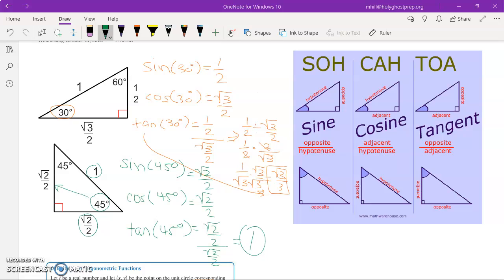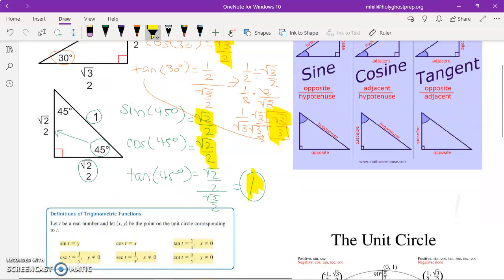So for dealing with angles on our unit circle, we just saw how nice it is that we don't need to worry about the hypotenuse because the hypotenuse is 1. So sine of 30 is 1/2, cosine of 30 is √3 over 2. Tangent of 30, we have a little bit of math to do, but it is √3 over 3. For sine, cosine, and tangent of 45 degrees, √2 over 2, √2 over 2, and 1.